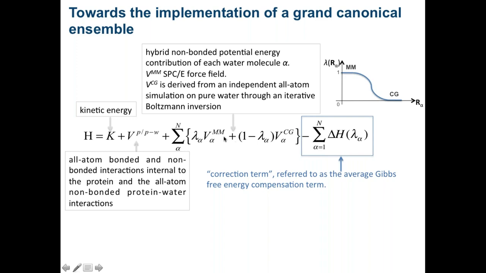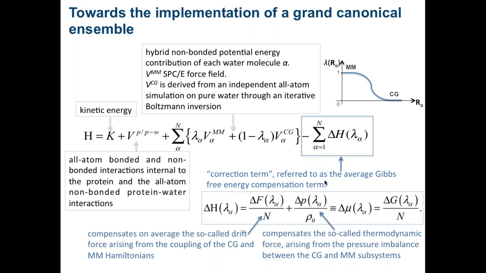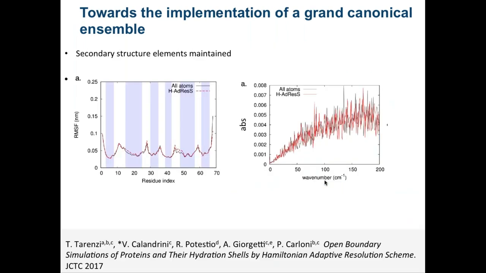Before moving to the correction term, you see here in the hybrid part, there is this lambda function that smoothly couples the two levels of description, the molecular mechanics part and the CG part. You see here the function going from one for the molecular mechanics part to zero for the CG part. So this correction term contains basically two contributions, a contribution that compensates the so-called drift force that arises from the coupling of the coarse grain and the MM Hamiltonians, and a second term that compensates for the so-called thermodynamic force.